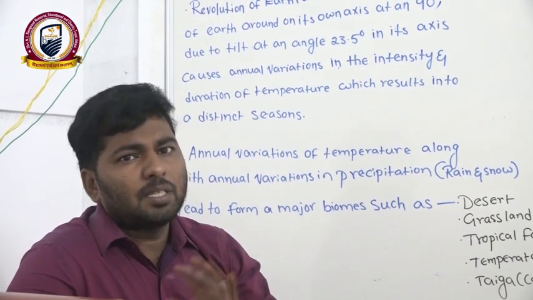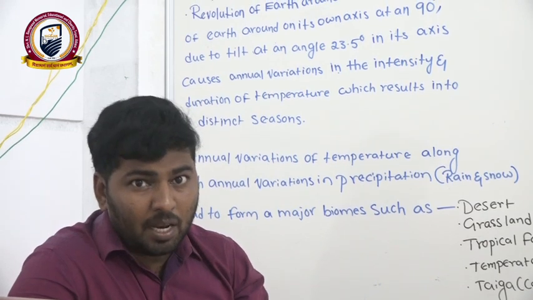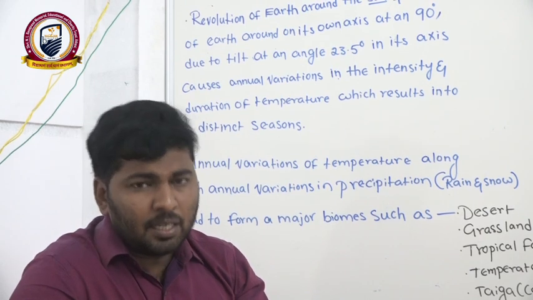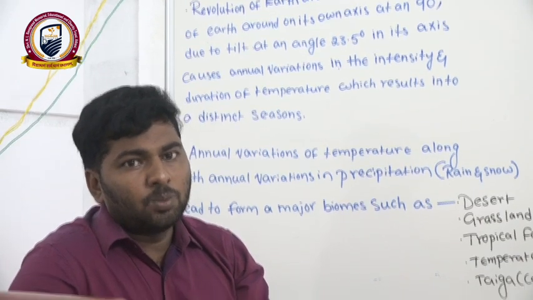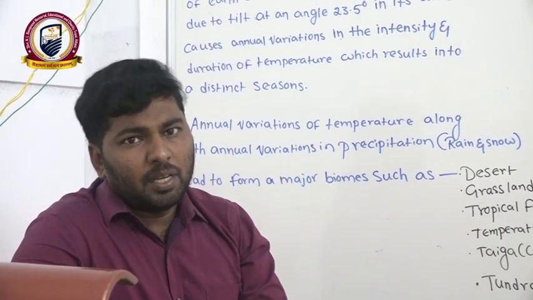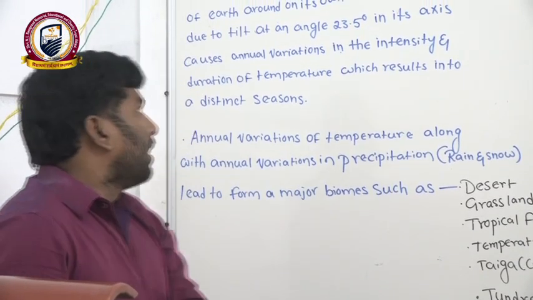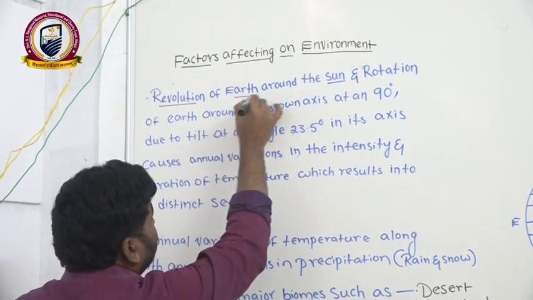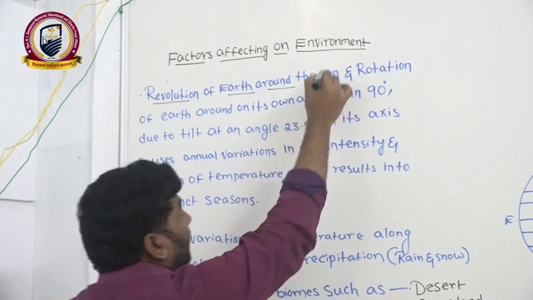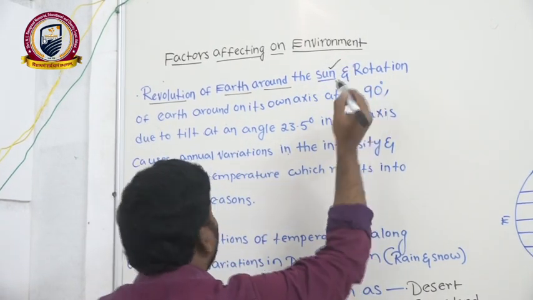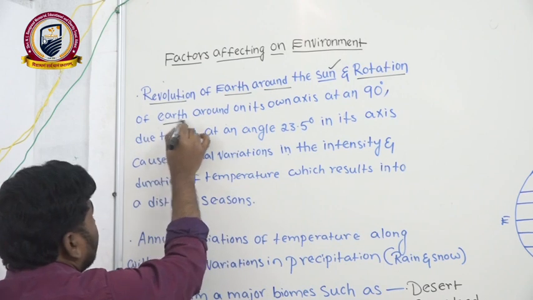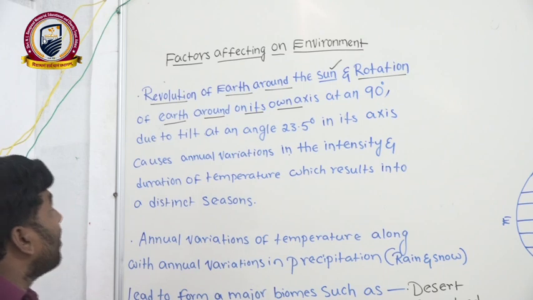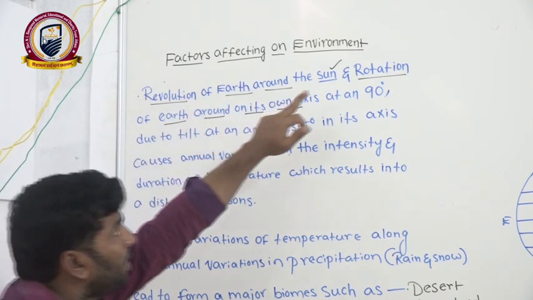That is our main concept: what the biomes are, how they form, what the habitats are, how they form. That is our main concept in this lesson that we will discuss clearly. I will try to give you a proper idea about the different biomes and habitats. Clear? Now we can start. Revolution of earth around the sun and rotation of earth on its own axis. What is the meaning of this revolution and rotation?